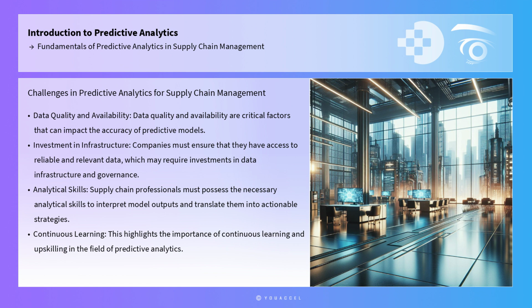The application of predictive analytics in supply chain management is not without challenges. Data quality and availability are critical factors that can impact the accuracy of predictive models. Companies must ensure that they have access to reliable and relevant data, which may require investments in data infrastructure and governance. Additionally, supply chain professionals must possess the necessary analytical skills to interpret model outputs and translate them into actionable strategies. This highlights the importance of continuous learning and upskilling in the field of predictive analytics.